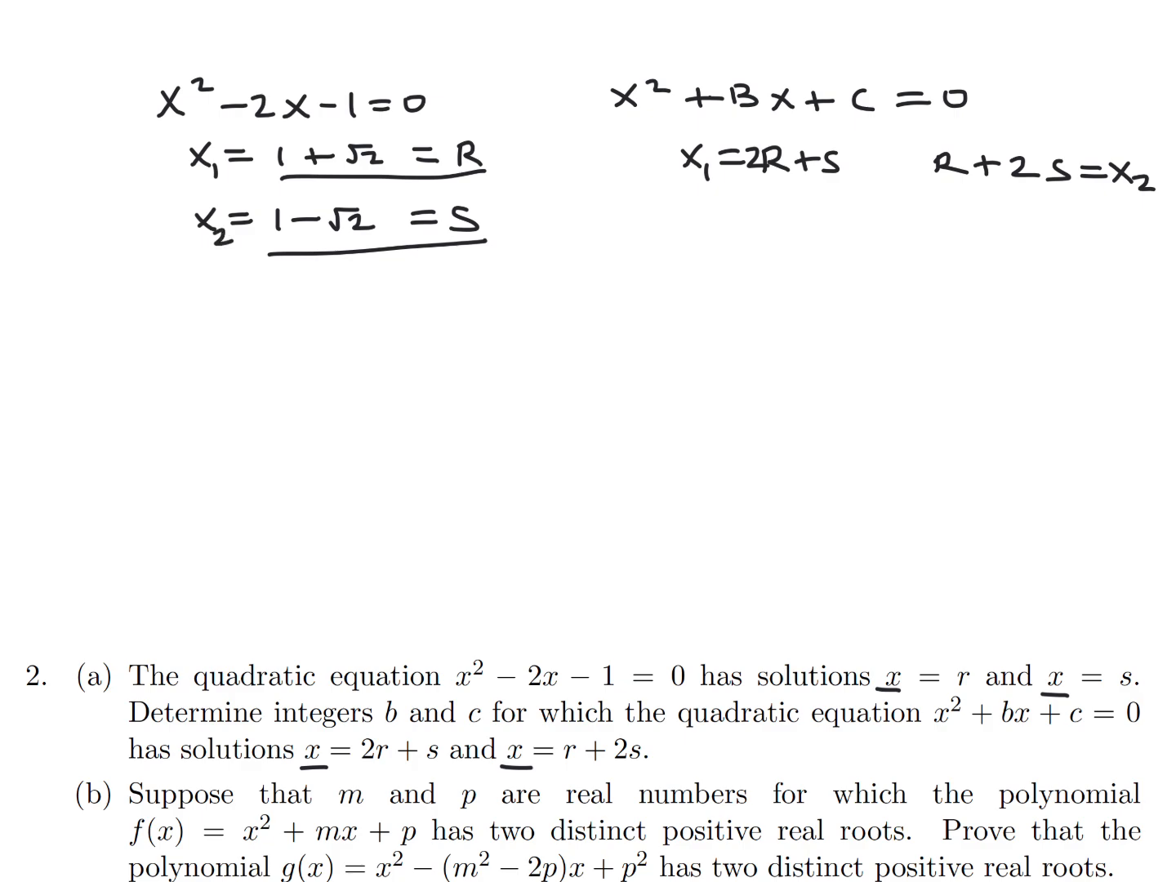So x1, when you put r as 1 plus root 2 and s as 1 minus root 2, you will get x1 is 3 plus root 2. And then x2 will calculate to be 3 minus root 2.